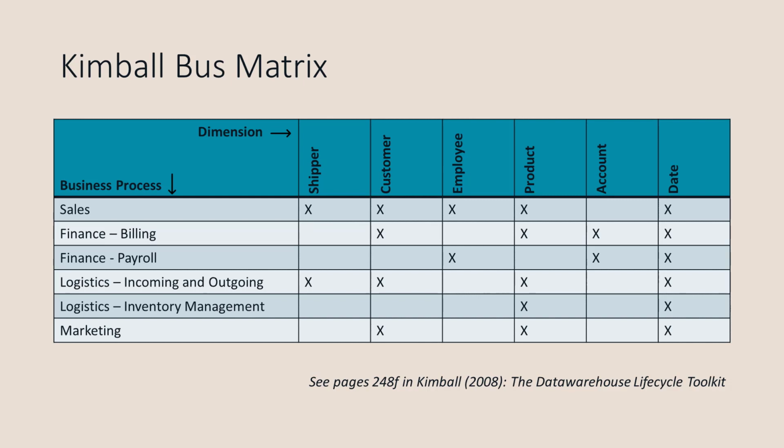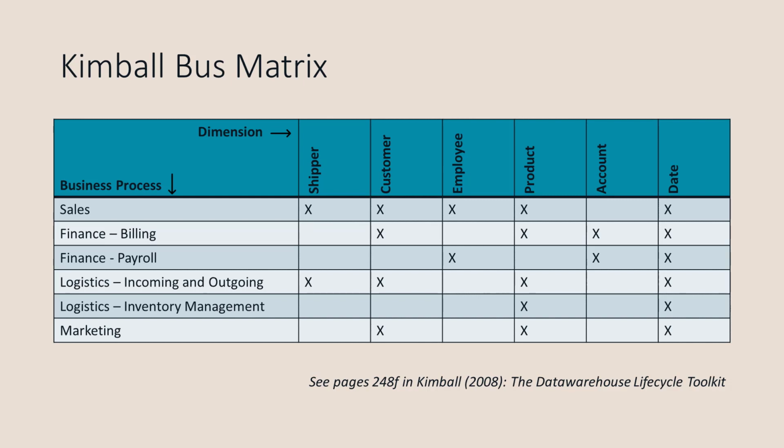Based on the case, we can also make this rough draft of the Kimball bus matrix. We will notice that Andrew says that everything needs to be tracked by time. That is why you can see that the dimension date is applicable to all the different business processes. If we look at accounts, that's something related to finance. So that will not apply to, for example, the sales process, but it's an important dimension to be able to sort on when we're looking at financial transactions.